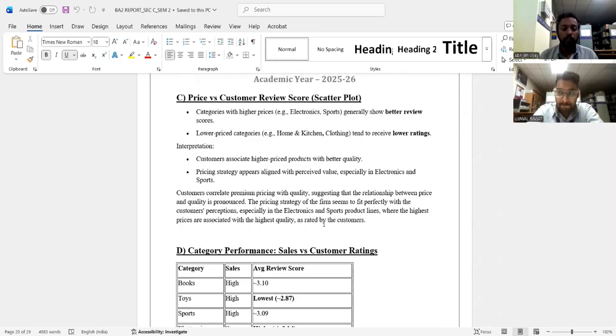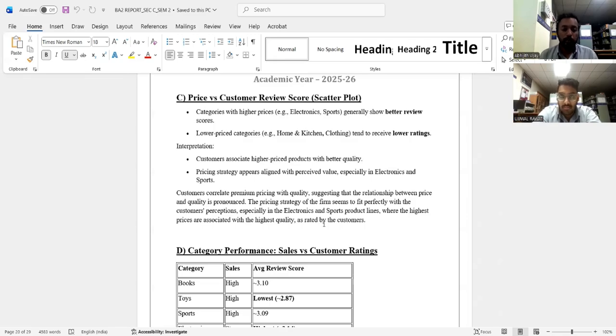This helps us understand how price influences perceived quality. What we observed is higher price categories such as electronics and sports received better ratings, and lower price categories such as clothing and home and kitchen received lower ratings. So our interpretation here is customers associate higher price with better quality. This means the pricing strategy is largely aligned with customer expectations.